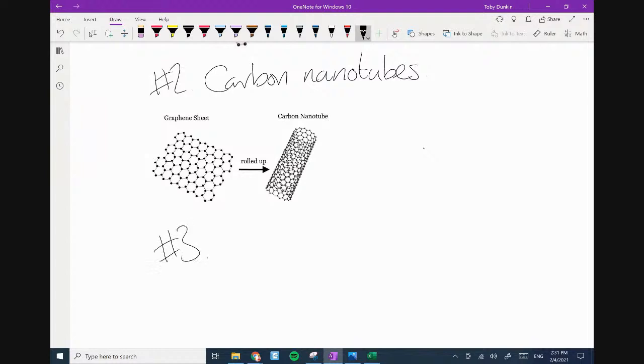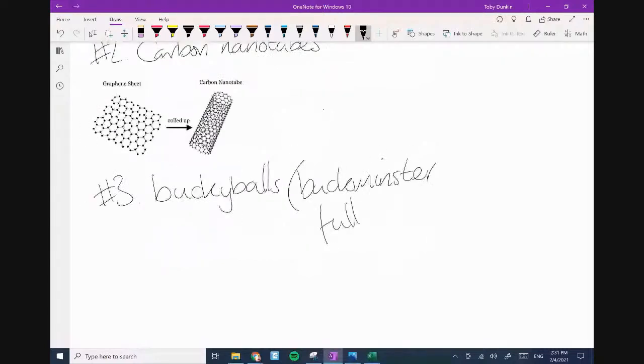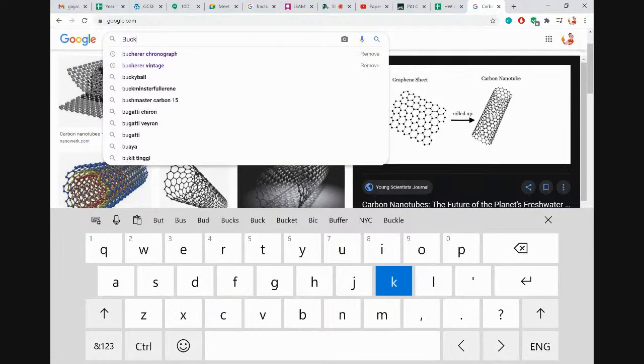Amazing. And the last one are called Buckyballs. I know it sounds weird. Buckyballs or Buckminster. It's the guy who invented them. Buckminster fullerenes. Now these are footballs made of carbon. Now these have a low melting point. Buckyballs.